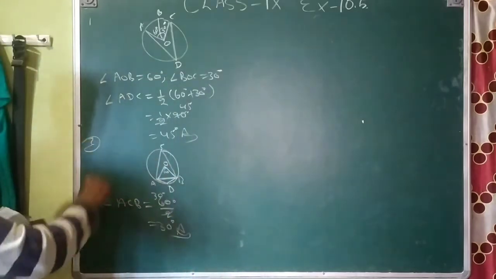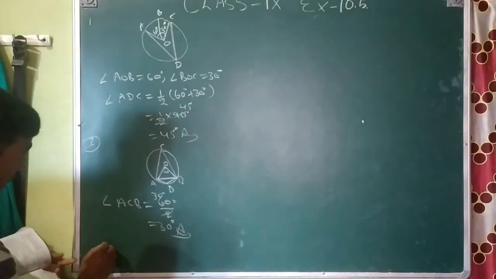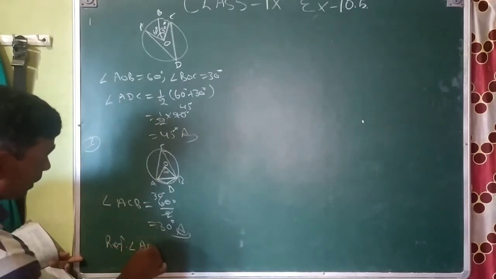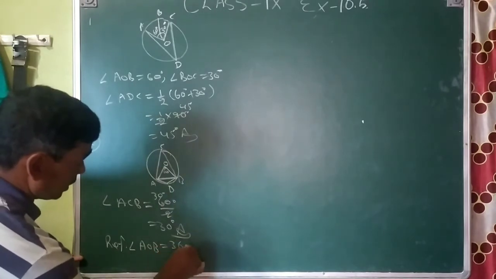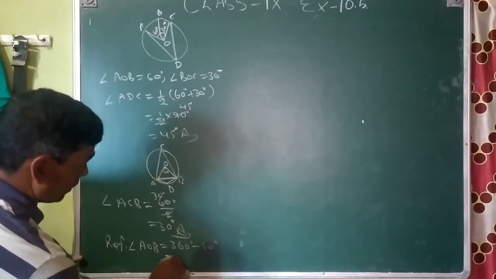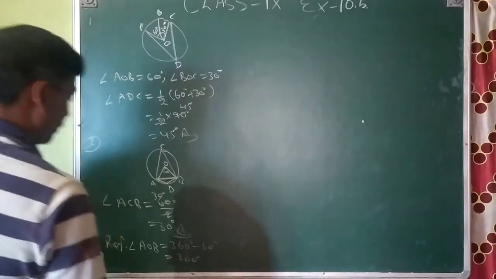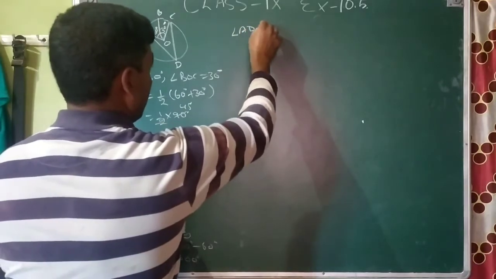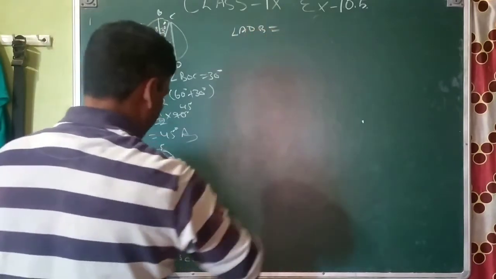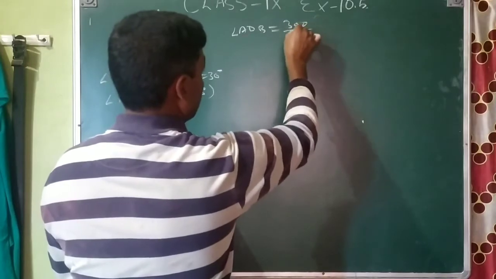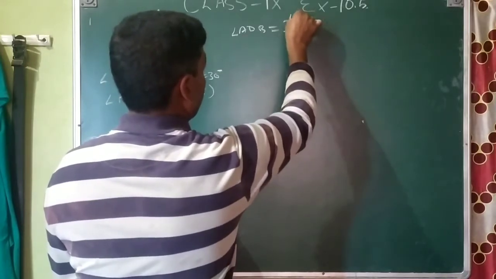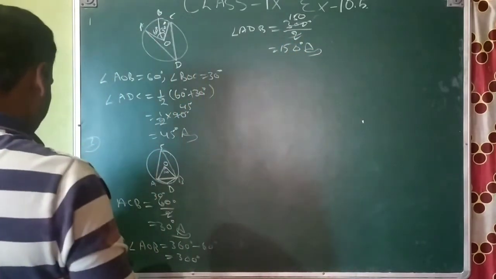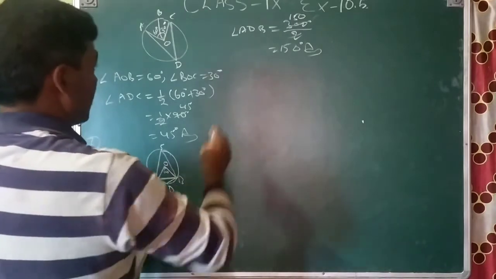This is the 30 degree answer. For the major arc, first of all we will find the reflex angle. Reflex angle AOB is equal to 360 minus 60, that will be 300. Now angle ADB is equal to half of this angle, that is 150. So this is 150 degrees, another answer. The third question, the diagram is given here.